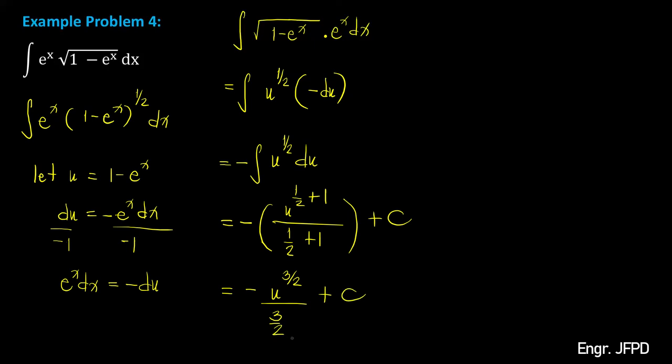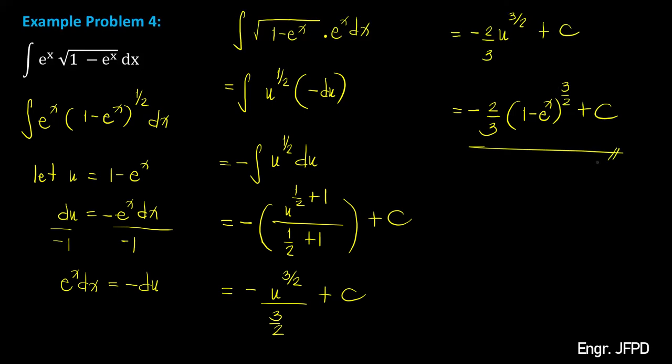As we divide it by 3 halves, it will become the negative of 2 over 3. We will take the reciprocal of 3 halves, then proceed to multiplication, and that is -2 over 3 multiplied by u raised to 3 halves plus c. Then, apply back substitution, wherein u is 1 minus e raised to x. And this is now negative of 2 over 3 multiplied by 1 minus e raised to x raised to 3 over 2, then plus c. And this will be our answer for our example problem 4.